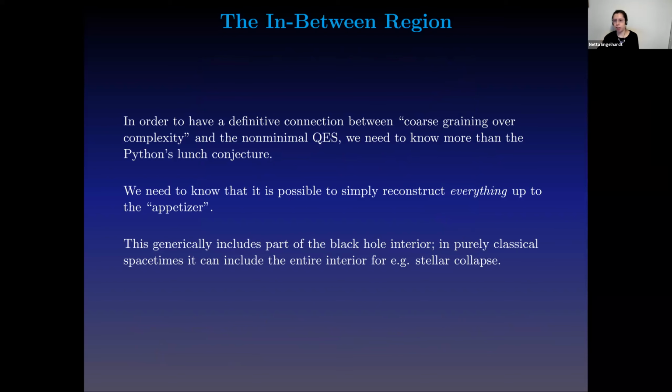I guess this is iterating what I just said. You want to have a definitive connection between coarse graining over complexity and the non-minimal quantum extremal surface. We need more than the Python's lunch, which just tells us that it's exponentially complex behind the non-minimal quantum extremal surface. We need to know that it's actually possible to do a simple reconstruction of everything up to the appetizer, even behind the event horizon for some while. Again, this includes part of the black hole. In purely classical spacetimes, this could even include the entire black hole, for example, for stellar collapse. This doesn't remain true once you add quantum corrections, but if we work purely in the classical limit, we would expect that we can simply reconstruct the entire black hole interior for stellar collapse.